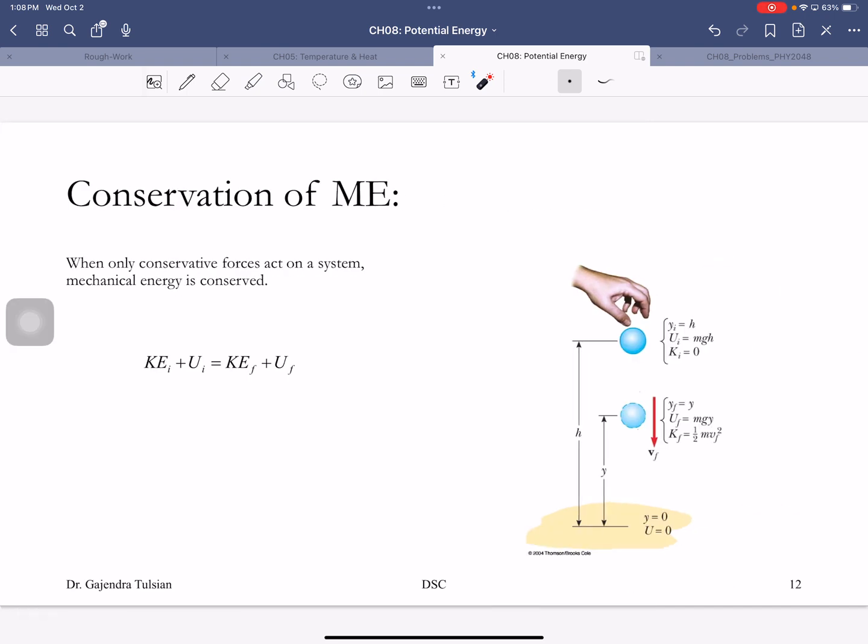So you can have a bouncy ball, and if it bounces back to its original height, its mechanical energy will remain constant. And how long would that ball bounce? Indefinitely. If it bounces back to the same height the first time, it'll bounce back to the same height the second time.